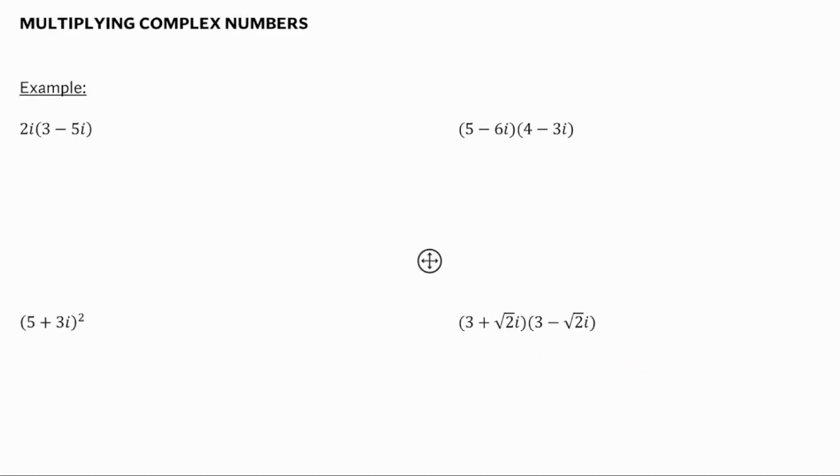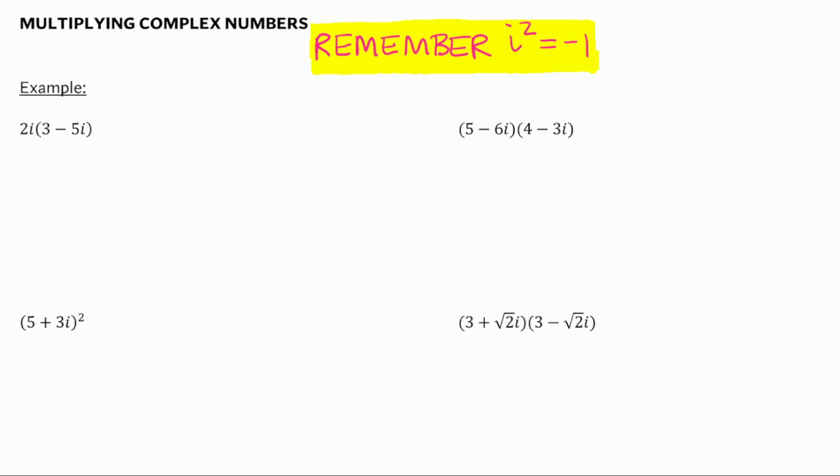All right, multiplying complex numbers. Like I said earlier, it works like you expect. You just need to remember that i squared is negative 1. All right, so I'm thinking I might just do one of these for you and let you try the other 3 on your own and see if you know what you're doing.